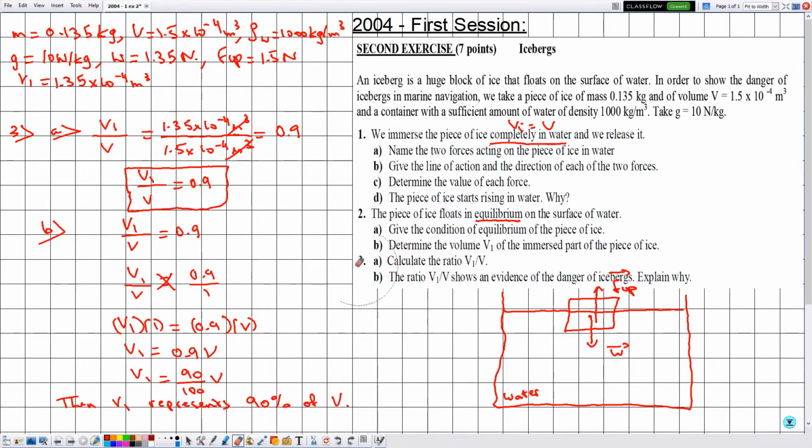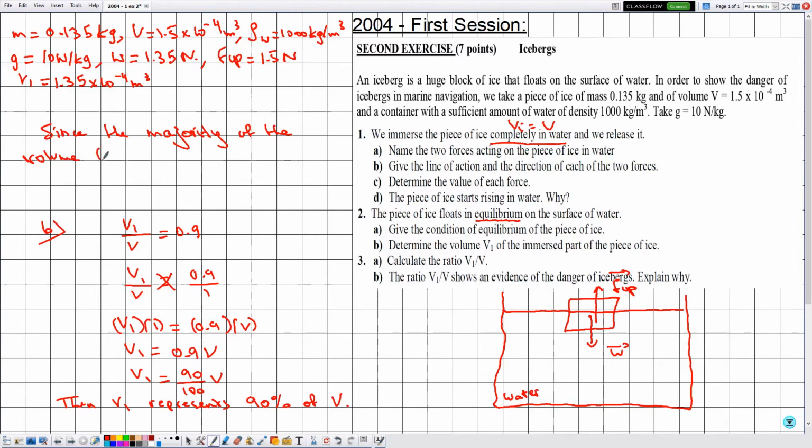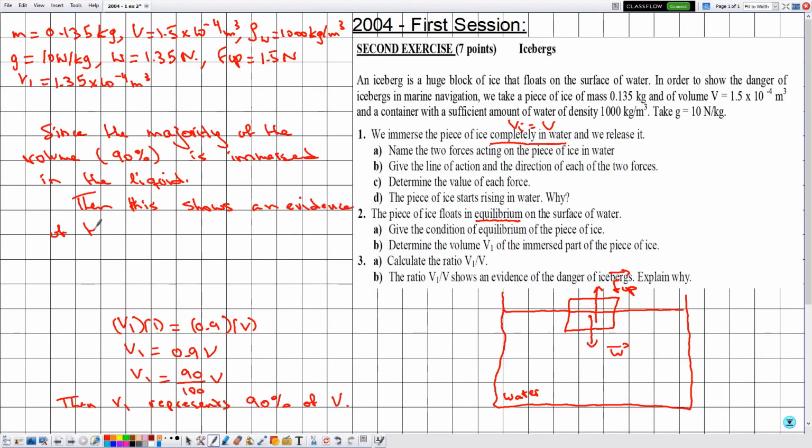So I will continue this part here. Then let's say since the majority of the volume, which is given by 90%, is inside the liquid, or is immersed in the liquid, then this shows an evidence of the danger of icebergs.